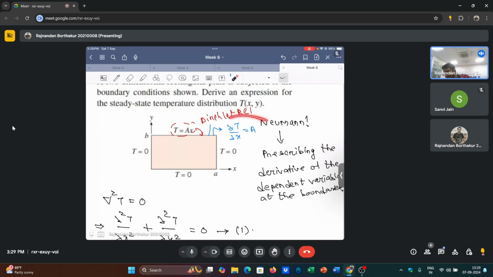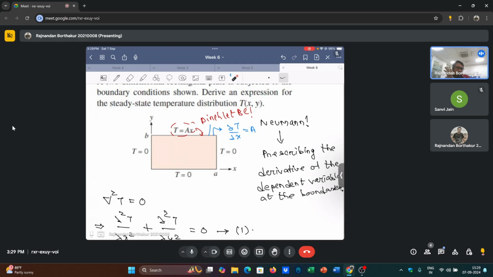These two conditions are exactly the same. This is basically equivalent to this. Then this condition happens to be a Neumann boundary condition, but this is also a steady state problem, right? So it is not necessary that your problem needs to be a steady state in order to have a Dirichlet boundary condition. An unsteady problem can also have a Dirichlet boundary condition.